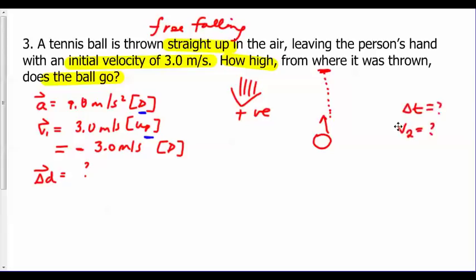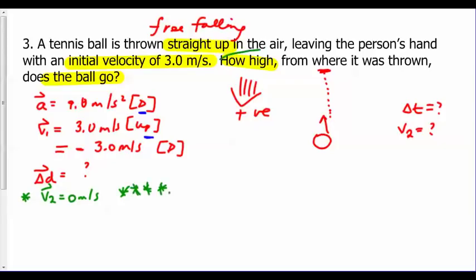Looking at this question, does it give me anything about time? Does it give me anything about v2? Hopefully you're picking this out, but we actually have v2 equals 0. That's a really picky part. This is the part that people often miss. So I'm going to put a star in front of it, maybe another one, and another one.